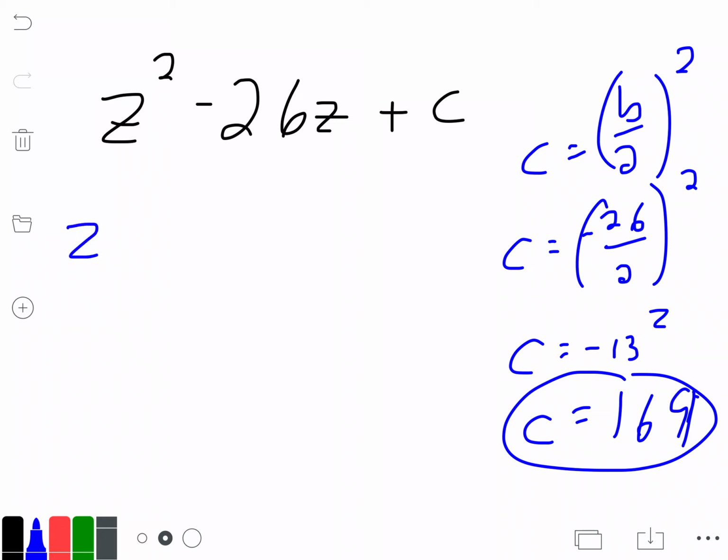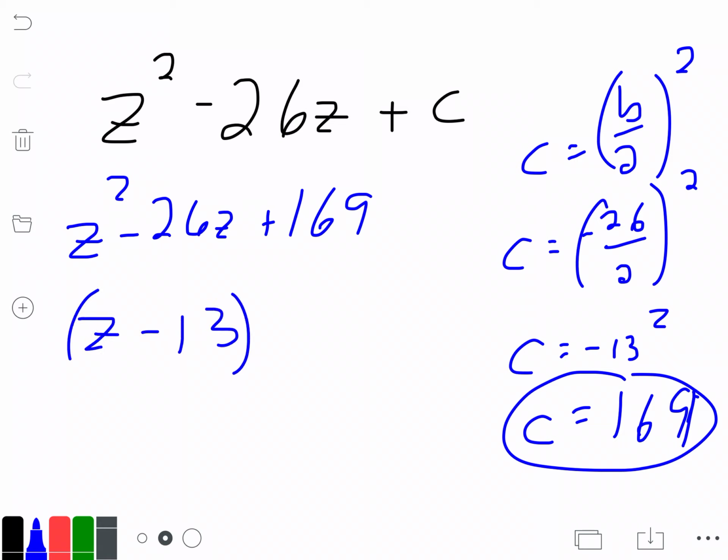Now we're left with z squared minus 26z plus 169. When we factor this perfect square trinomial, you're going to have z minus 13 squared.